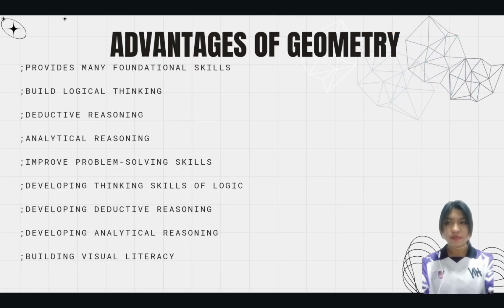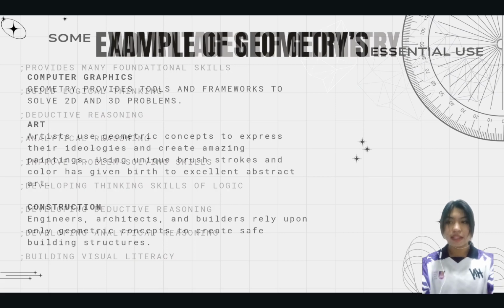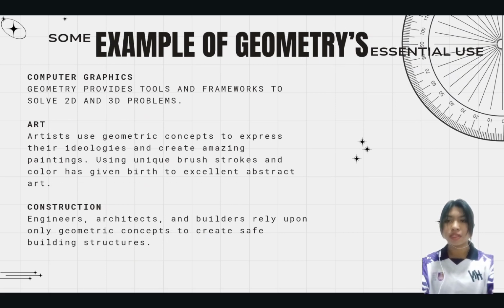Advantages of geometry. The advantage of geometry is that it can provide many foundational skills. It can build logical thinking, deductive reasoning and analytical reasoning, and it can also improve problem-solving skills and develop thinking skills of logic, deductive reasoning and analytical reasoning. Last but not least, it can build visual literacy. The next slide is some examples of essential uses of geometry.